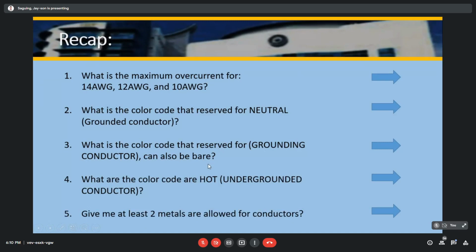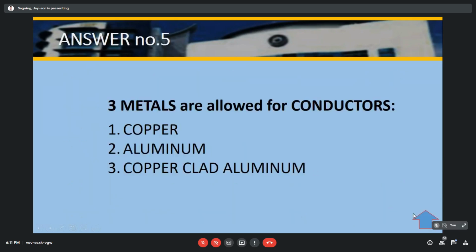For the last question, give me at least 2 metals that are allowed for conductors. Okay, Kobe. Copper and aluminum. Okay, check. So there are 3 metals that are allowed for conductors: copper, aluminum, and copper-clad aluminum.